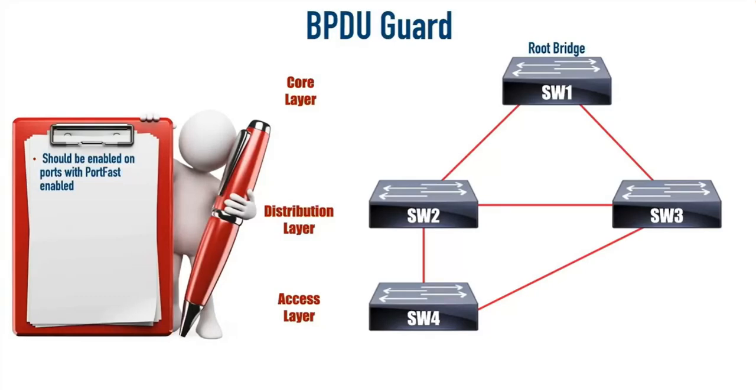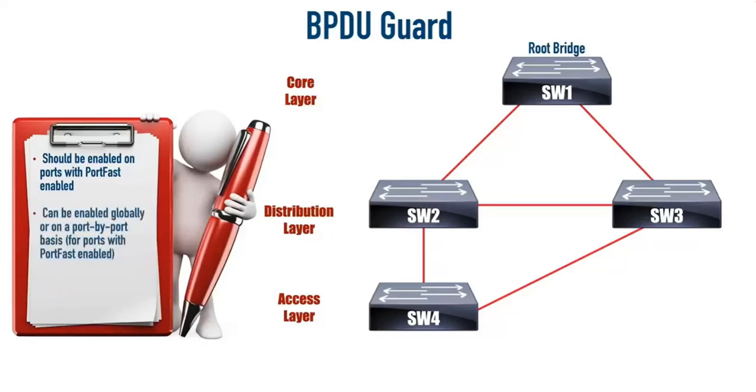BPDU Guard is going to react if a BPDU, a Bridge Protocol Data Unit, is ever seen on a port which is configured for PortFast, because that should not happen. If we're configured for PortFast, we're promising the switch that we're not going to plug another switch into it. And if we do plug another switch into it, it's going to be sending a BPDU, and we know something is up. So BPDU Guard will protect us from that. Cisco's recommendation is enable it on all PortFast ports.